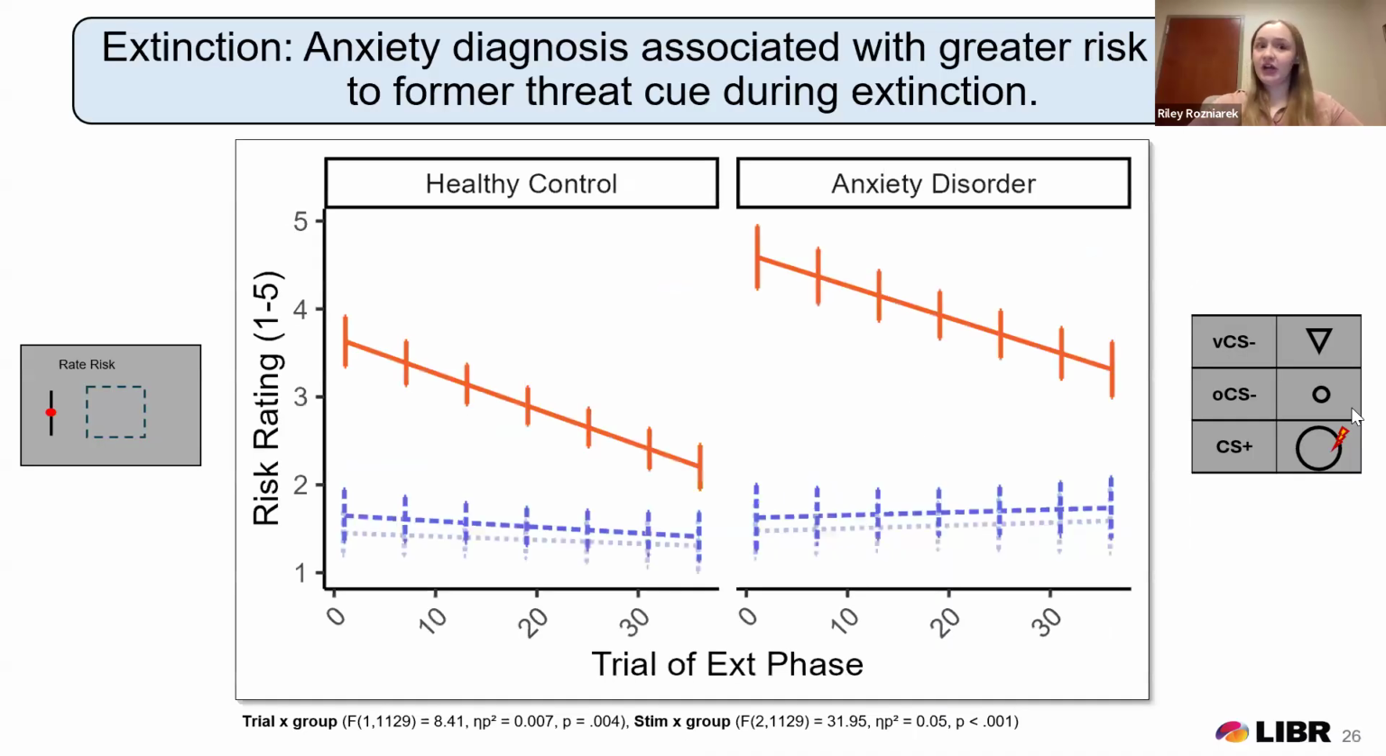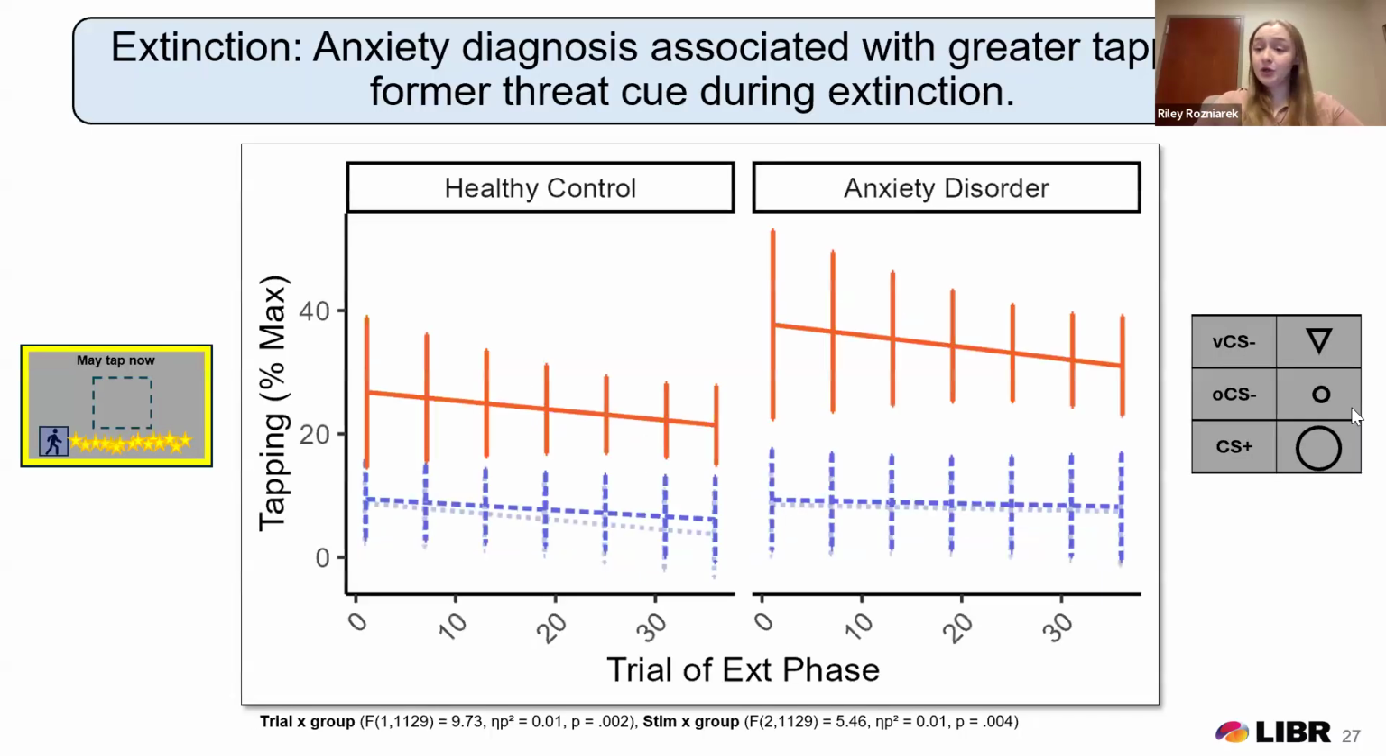And then again, we saw interesting results in the extinction phase. Remembering again, this is the phase where we've taken that threat away, there is no more aversive outcome. We see that those with an anxiety disorder diagnosis have greater risk ratings across the trials of the extinction phase when compared with healthy controls. And this is shown in orange on the screen.